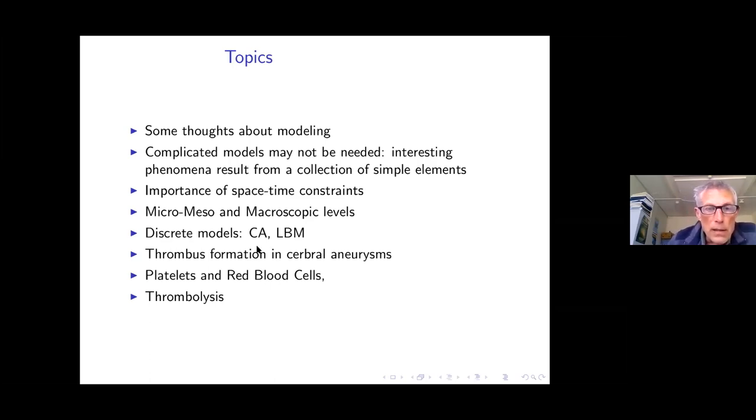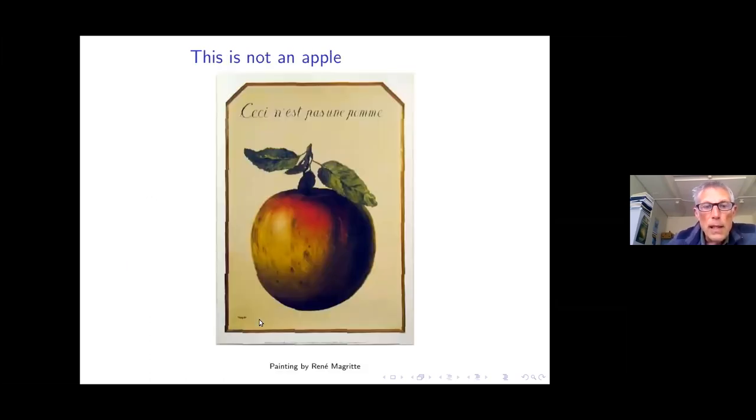And after that, depending on the time I have, I will go through some biomedical applications, which is thrombus formation in cerebral aneurysm. We did some work on platelet transport and red blood cell interaction. And finally, a few slides about thrombolysis. So let me start with this little slide.